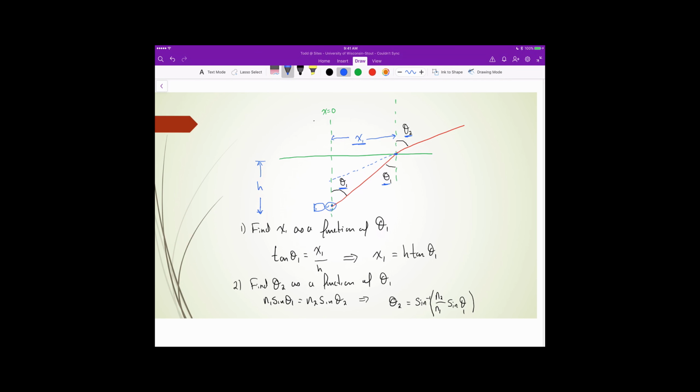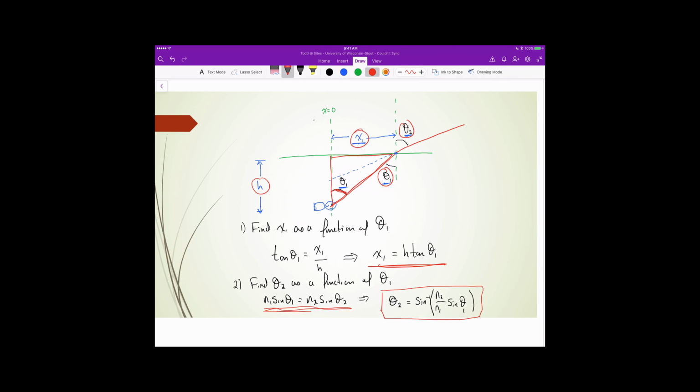So first, in finding a relationship between x1 and theta 1, this is nothing more than a little bit of trig, where my triangle is this part right here. If this is my angle, then the tangent of that angle is going to be opposite over adjacent, x1 over h, or x1 is simply equal to h tan theta 1. Next, I'm going to relate these two angles to one another, and this is simply Snell's law. Solving Snell's law for theta 2, I end up getting this equation right here, where we have theta 2 equals the inverse sine of n2 over n1 times the sine of theta 1.